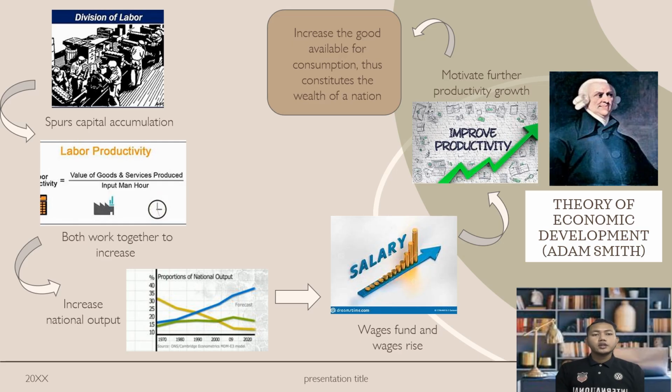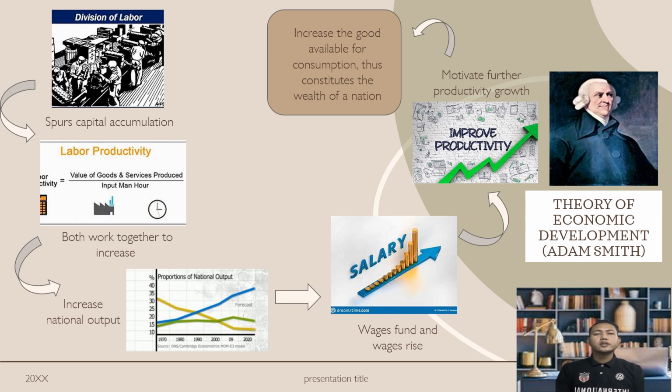From this theory, Adam Smith asserts that the division of labor stimulates the accumulation of capital. Both the division of labor and the accumulation of capital work together to increase labor productivity. This increase in labor productivity increases national production. This has expanded the market and further justified the division of labor and the accumulation of capital.